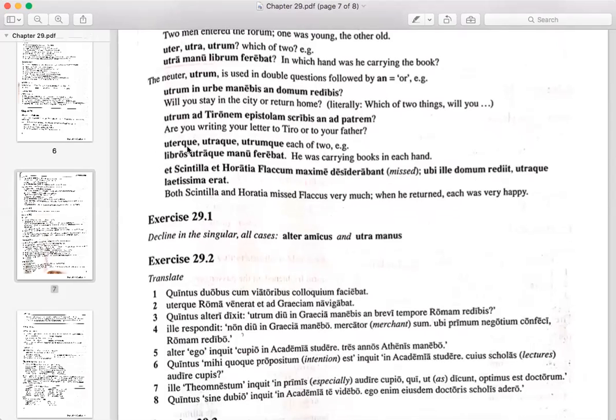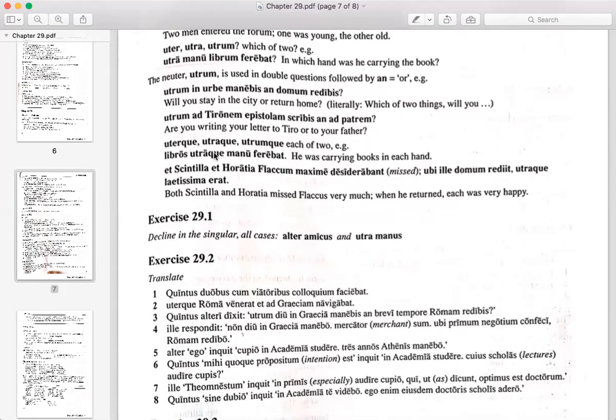Uterque, utraque, and utrumque, each of two. So he was carrying books in each hand. Each there is a fine translation. You don't necessarily need the "of two." So ferebat manu utraque libros.